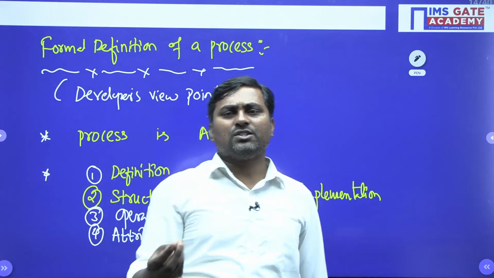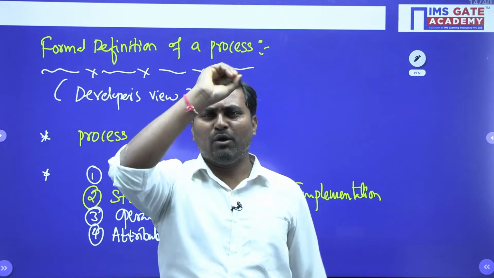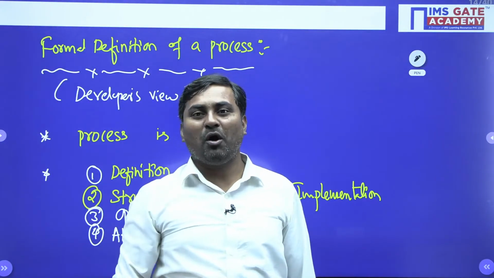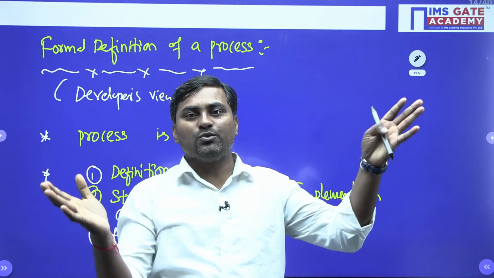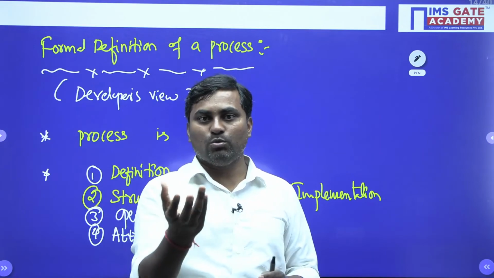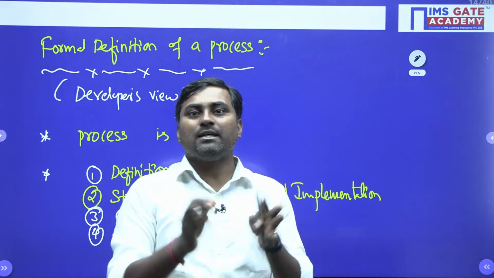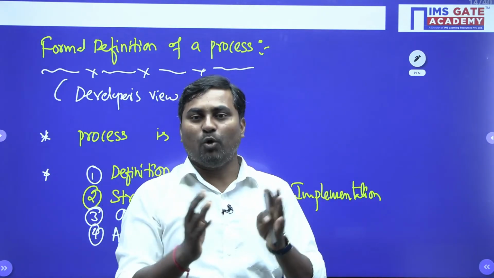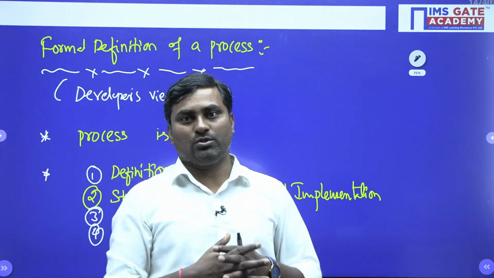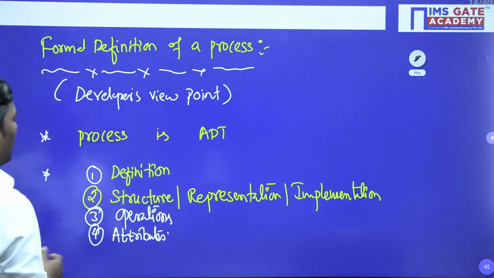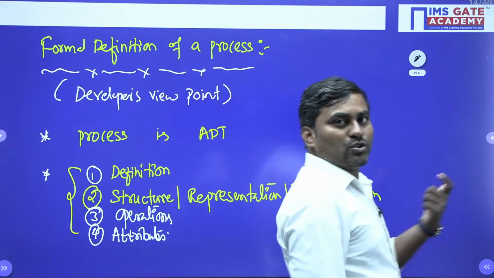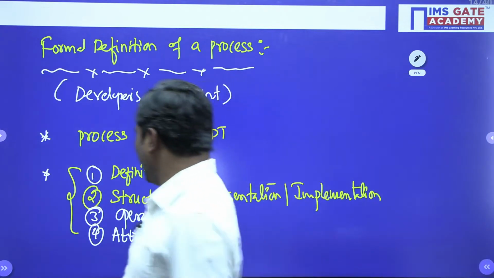Various data structures are there, but I am not going to that level. Let's understand from the developer's point of view how a process is visualized. Take a data structure like a stack or a queue: it has some representation, some properties, some set of operations, some set of attributes. Similarly, think that a process has an implementation structure, and various attributes and operations will be there. So let's observe this.